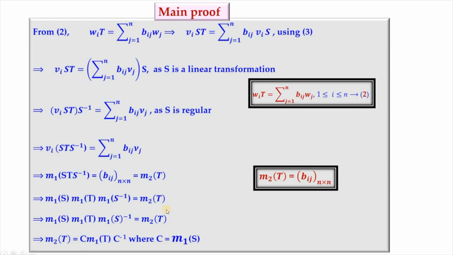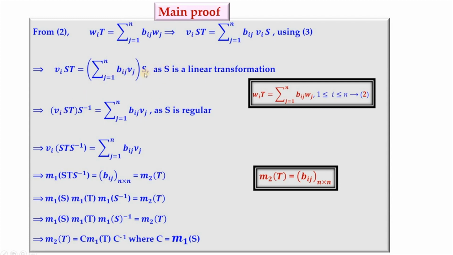So now we'll go to the main proof. We'll consider this equation 2, which is given by the image of wi under T equal to summation j ranging from 1 to n bij wj. This we had already mentioned, and that is what we have considered again. And this wi is replaced by the image of vi under S, so we have the image of vi under S then T, and this wj is replaced by the image of vj under S. And S is a linear transformation, so we have summation bij vj.